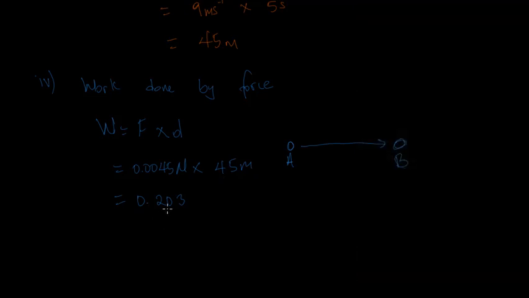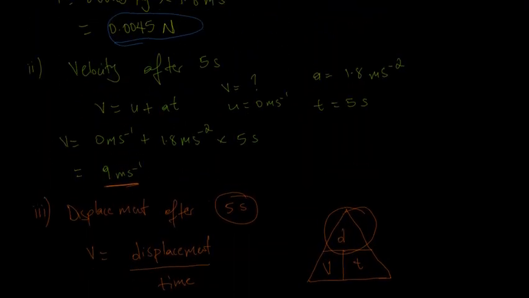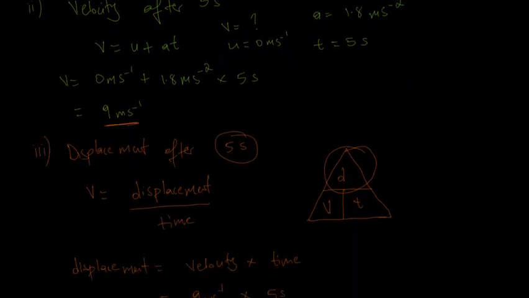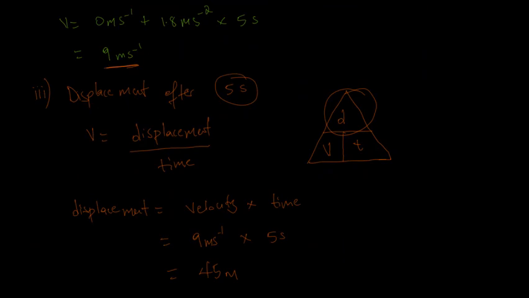So 0.203, and you will remember that the SI unit for work is the joule. Right. So our work done by the force now is 0.203 joules. Now the last part in the question wants us to find the power dissipated by the source of energy. So let me work that right now.